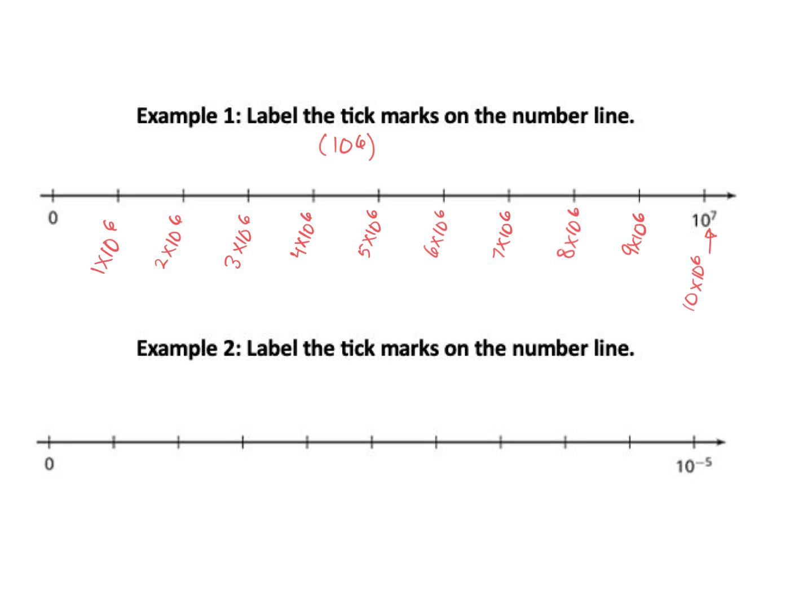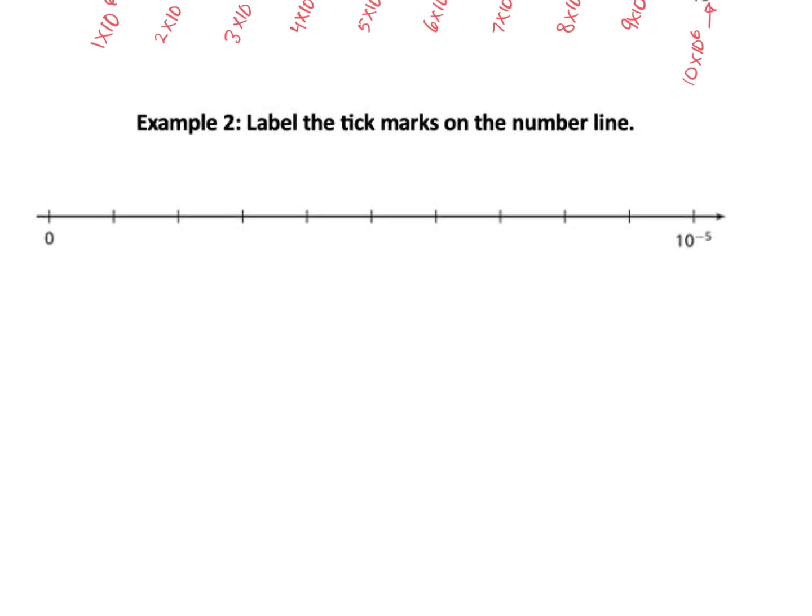All right, so let's look at example number 2. I'm going to bring this up so we can see it. With example number 2, notice how we have 10 to the negative 5 here. And so we're going to label this as we did before, but we're going to be doing it with a negative exponent.